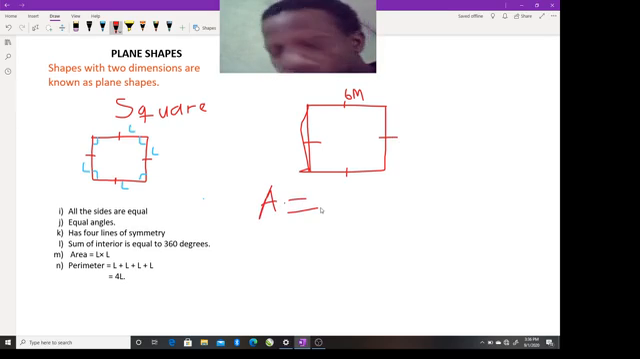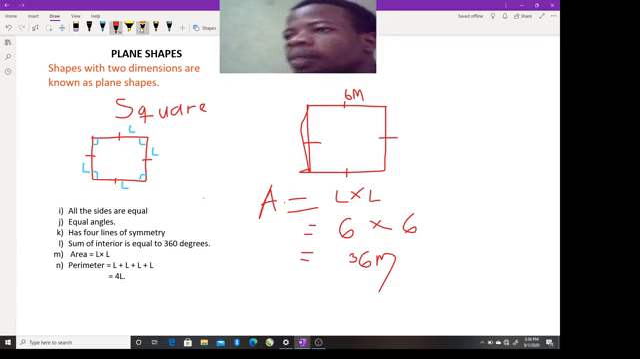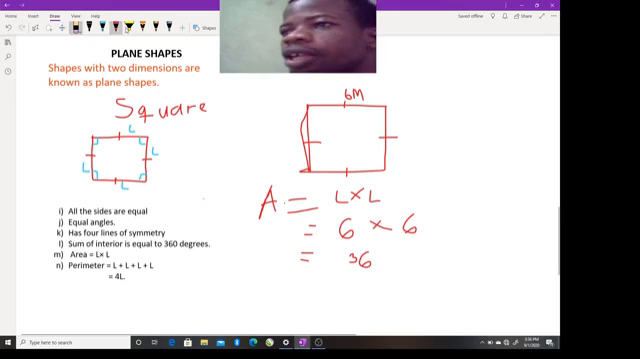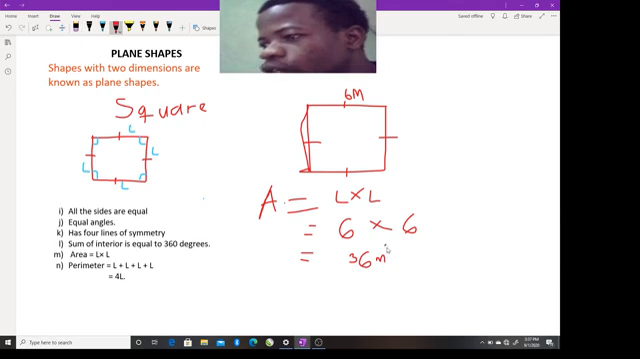can be equal to what? A stands for area. Since it is length times length, and 6 is the length, that will be equal to 6 times 6, and that will be equal to 36 meter. Please, when writing the final answer, the unit of area is meter or centimeter square. There should be a square there.